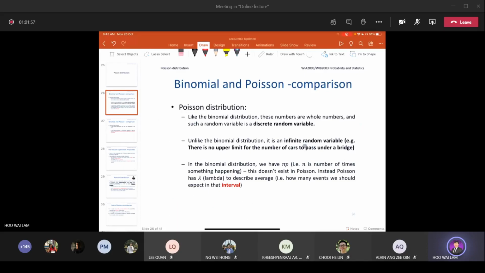You have a very rare situation where the time for you to take to pass through the bridge is actually much longer than usual because of a traffic jam, right? So in that case, when you're measuring the time for you to pass through, there is actually no upper limit. Okay, and this so-called no upper limit is to cater to special cases that actually happen rarely. It's not going to happen all the time.